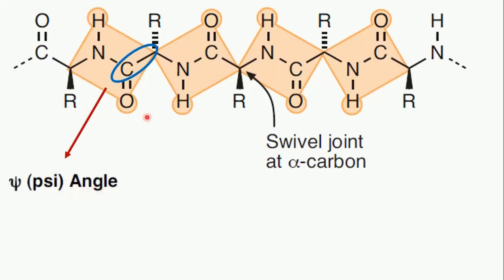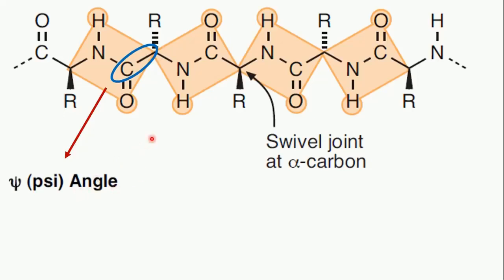Psi angle is between the alpha carbon and peptide bond carbon. So the bond between peptide bond carbon and alpha carbon is making an angle, a torsion angle, which is called psi, which can be rotated.